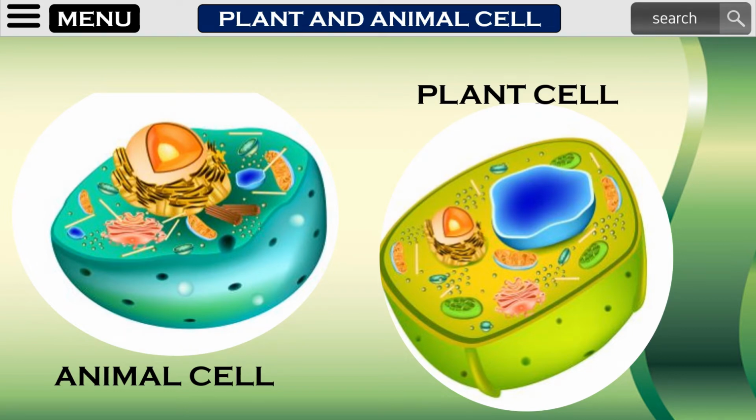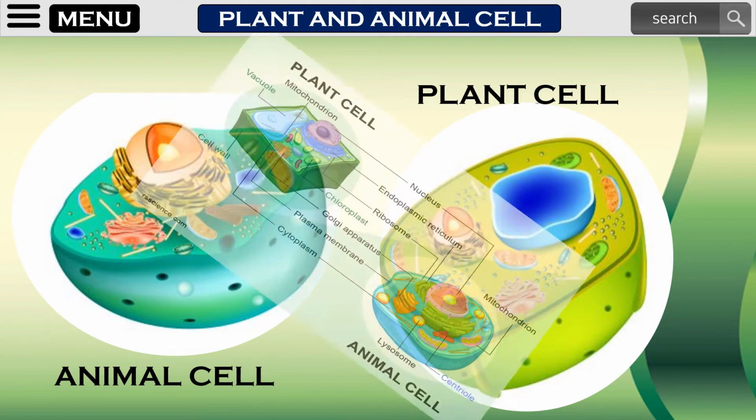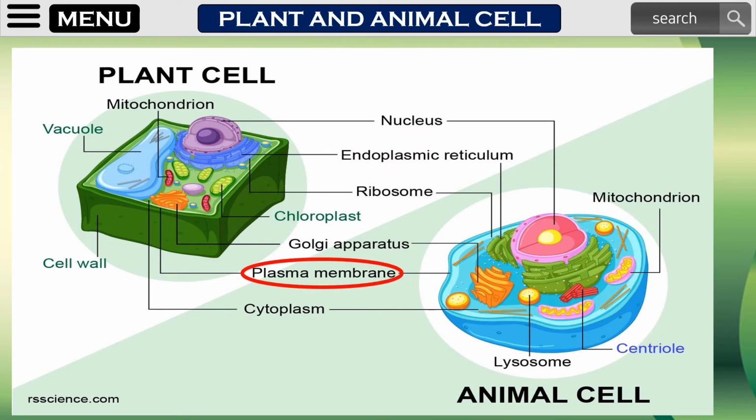While cells differ in size and shape, most of them have common structures. The cells of animals, plants, and other related organisms have three basic structures: the cell membrane or the plasma membrane, the nucleus, and the cytoplasm.